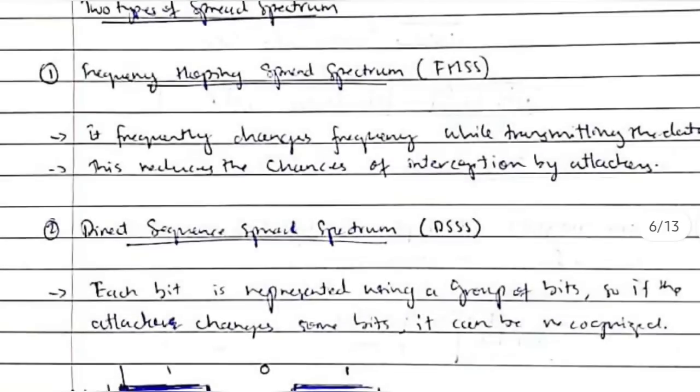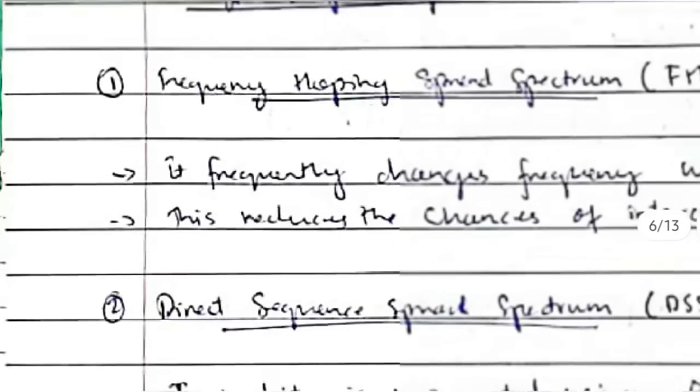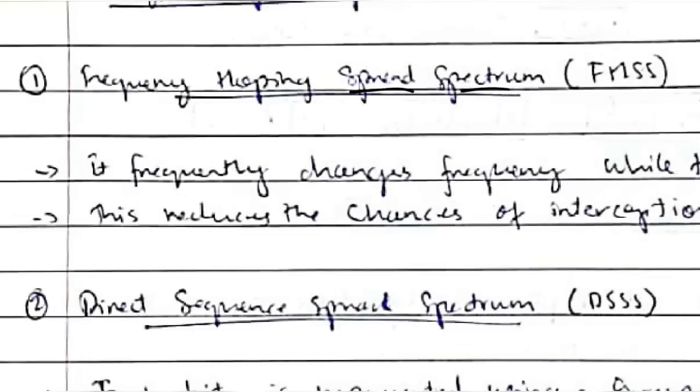There are two main types. The first one is frequency hopping spread spectrum. Suppose this is a signal which is getting transmitted. If the frequency is changing very often, unauthorized access cannot corrupt the data because they don't know exactly at what frequency the data is getting transmitted. So it's very hard for them to corrupt the data. That's known as frequency hopping spread spectrum.